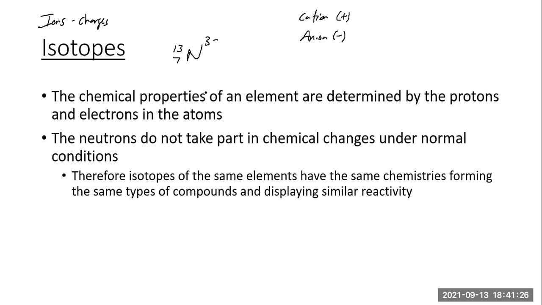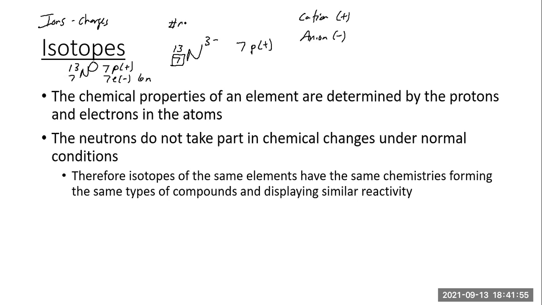Now, in this particular case, we'll rewrite what we had earlier. This is nitrogen with no charge, and that was 7 protons, 7 electrons, and 6 neutrons, right? In this particular case, it has still 7 protons because the atomic number is still 7.